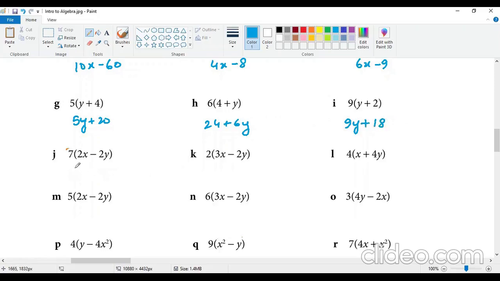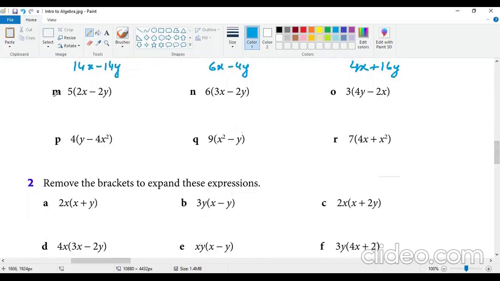14x minus 14y. This gives you 6x minus 4y as an answer. 4x plus 16y as an answer. In here you get 10x minus 10y. 6 times 3 is 18x minus 2 times 6 is 12y. Now 3 times 4 is 12y minus 6x.